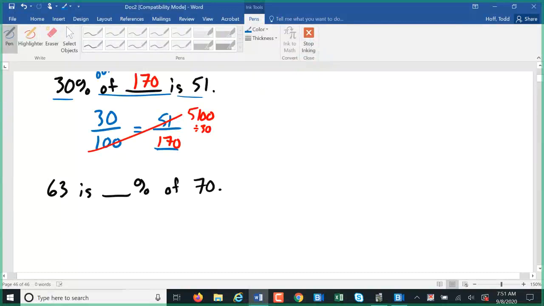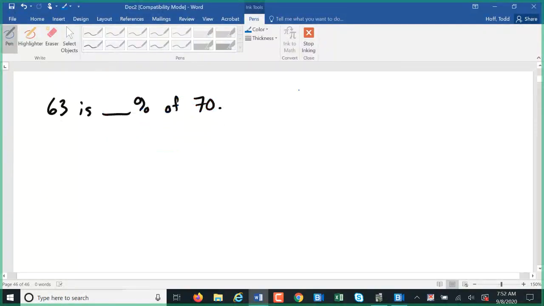Then we can run into ones like this. 63 is blank percent of 70. Well, I've said in all the previous problems that we always start with the percent. Here, however, we're missing the percent. But it doesn't matter. We're still going to start with the percent. The percent's missing, so it's going to be just blank over 100.